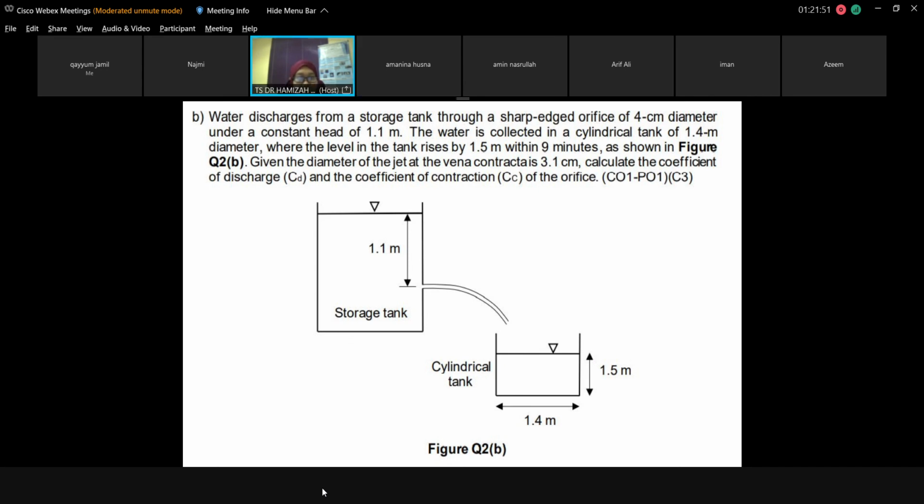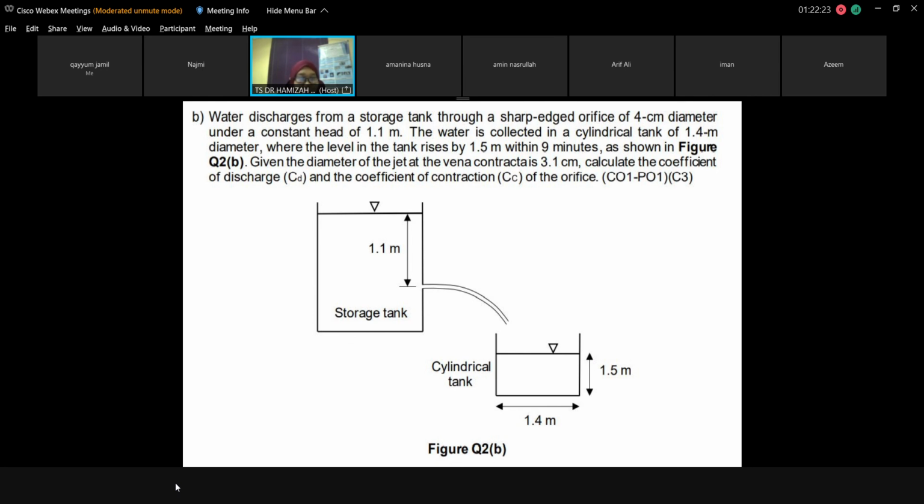Given the diameter of the water jet at the vena contracta. Dia panggil diameter of water jet tu dekat vena contracta. Okay, so vena contracta ni adalah place where the water jet become smaller. Okay. Calculate the coefficient discharge CD.